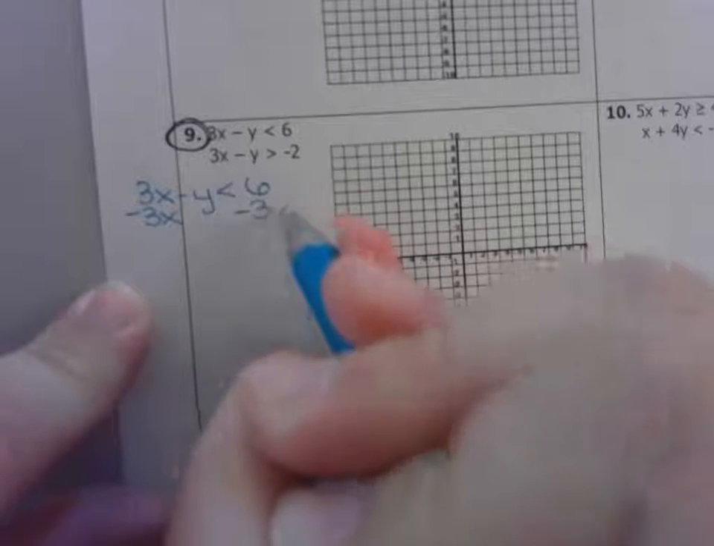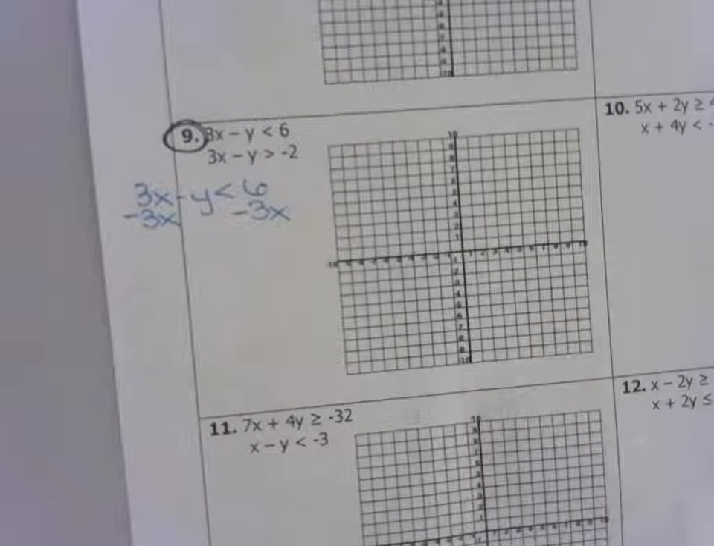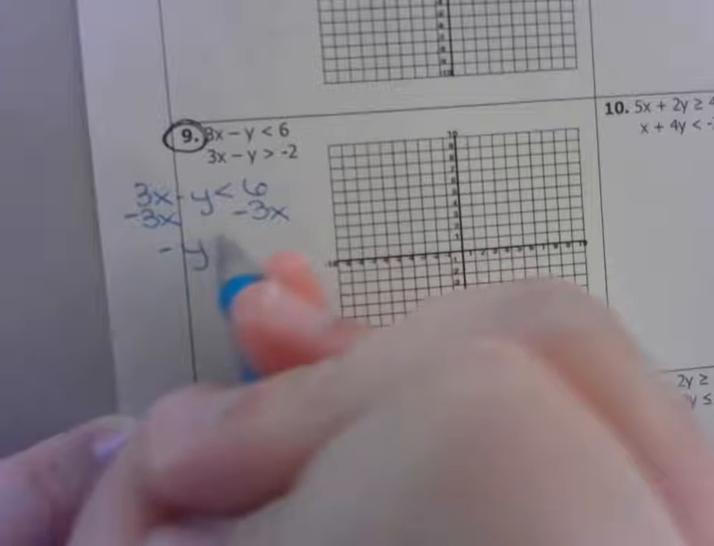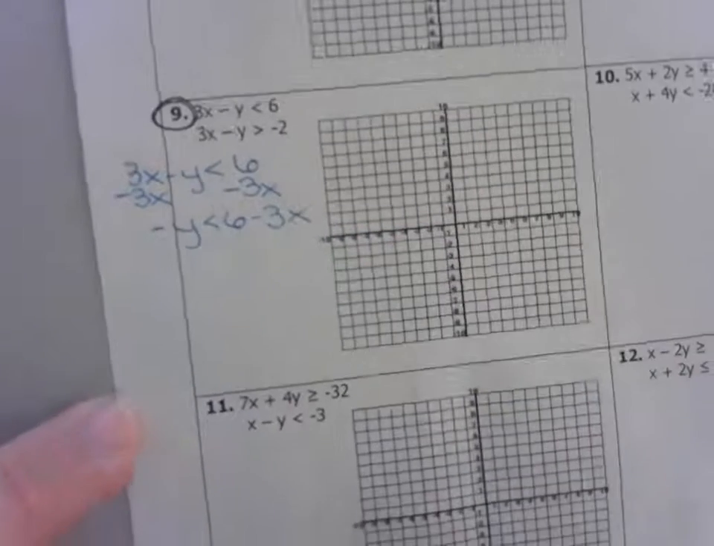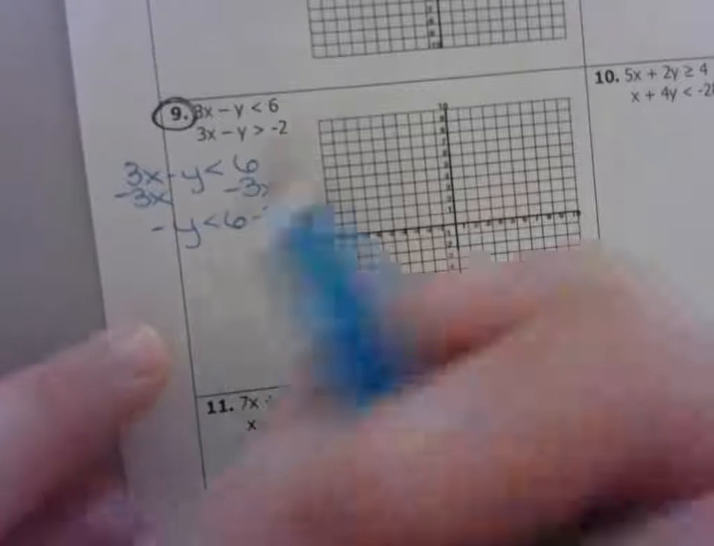Minus 3x, good. Same process as we have done tons of times. So you should be able to get through and look at it and see. We subtract 3x. We have negative y is less than 6 minus 3x. Do not forget, there's still the negative in front of the y. What do I do next?